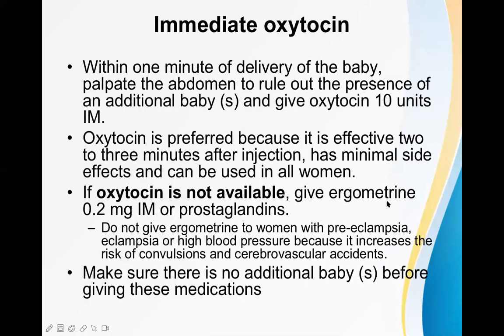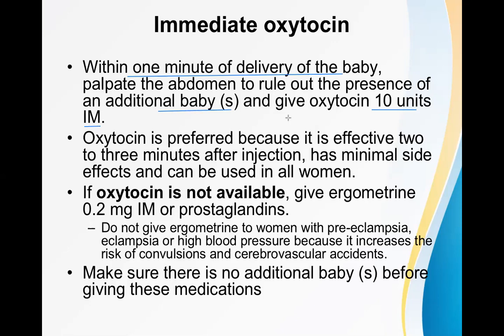Now let's talk about each of these steps. See there, oxytocin we have to give, and every student knows the use of oxytocin. Again, the answer is same. It will stimulate the uterine contractility. Now see this, within 1 minute of delivery of the baby, palpate the abdomen to rule out the presence of an additional baby and give oxytocin 10 units intramuscular.